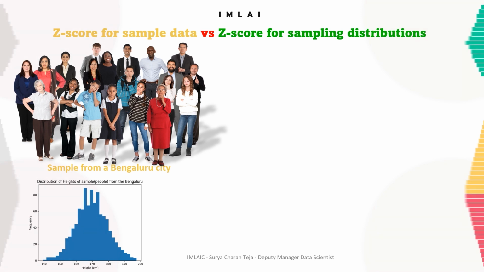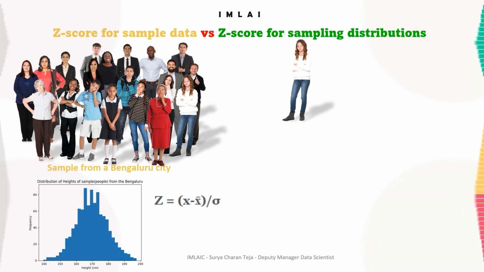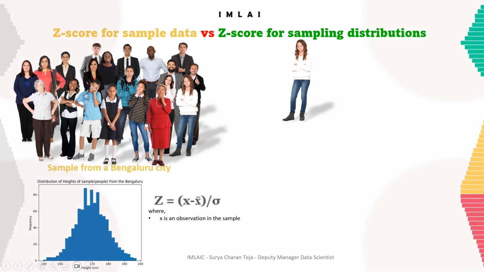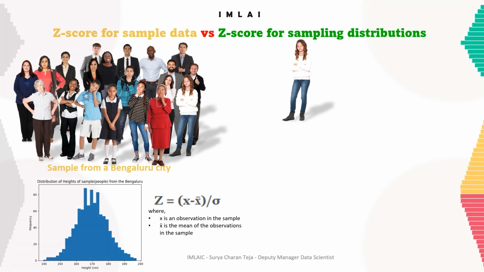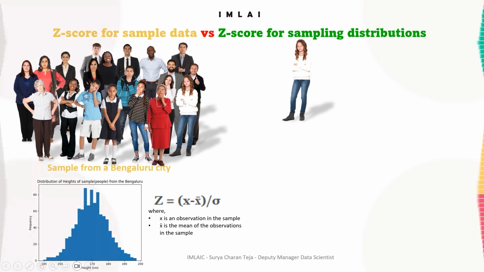So how do we calculate that? Using z equals x minus x bar divided by sigma. Here, x is the observation in the sample, any observation, any element of the sample's height. That is x. And x bar is the mean of the observations in the sample. So the mean of the whole sample.